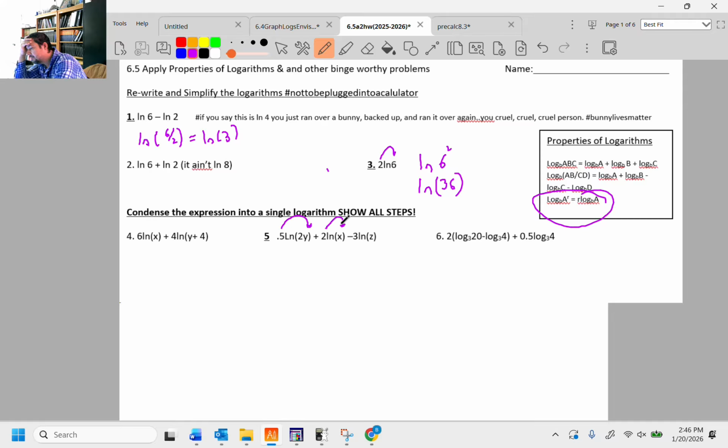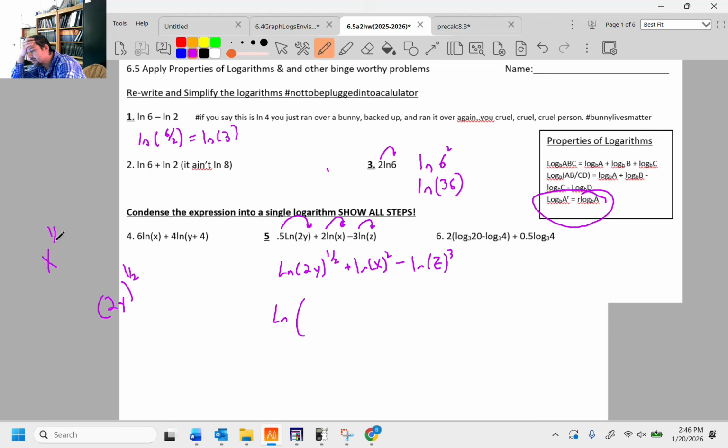Factors become exponents. And I'm going to multi-step this thing, and you should too. You're going to have the natural log of (2y) to the 1/2 power, plus the natural log of x squared, minus the natural log of z cubed. Now, if a logarithm is positive, it goes in the numerator. It becomes the argument of the numerator. So 2y to the 1/2 is positive. I'm going to talk about 2y to the 1/2, by the way. It's all to the 1/2.